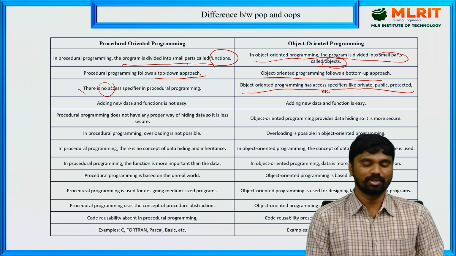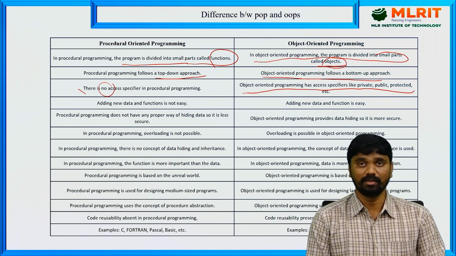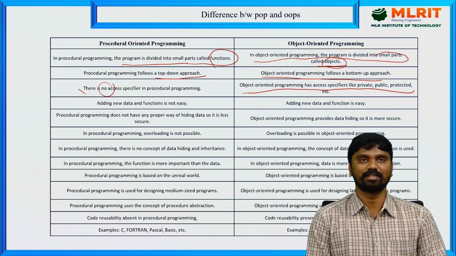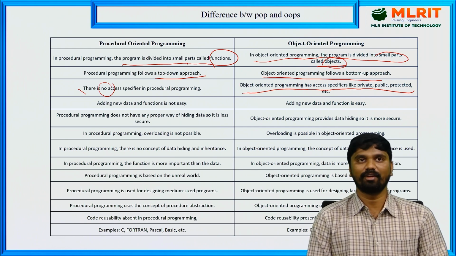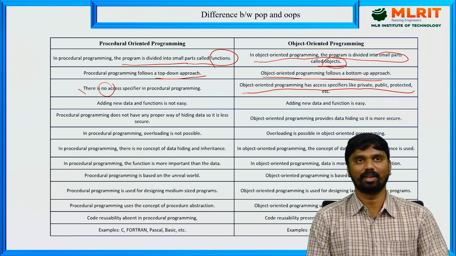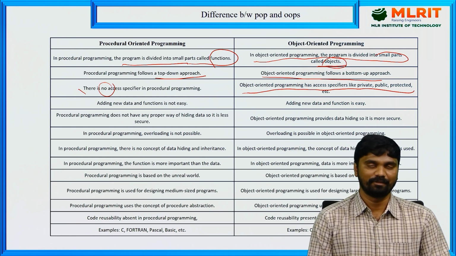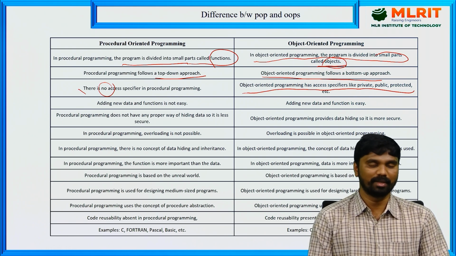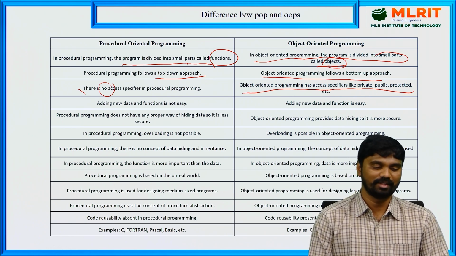So once again I will tell you that access specifiers represent what? The level of access, or we can say the level of accessibility to the variables or whatever things are there. Functions, objects, methods, classes, like that.